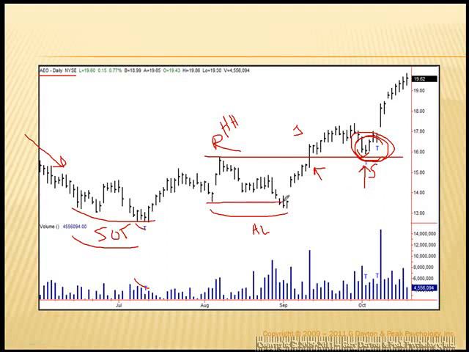You can be aggressive and take a trade in here, but that's pretty aggressive. You know, you could do it. You've got a higher high and potentially higher low here. It could be done, but the choice trade is right in here.